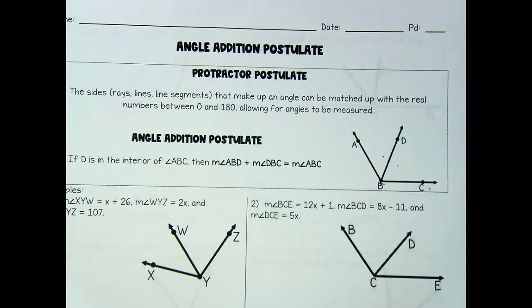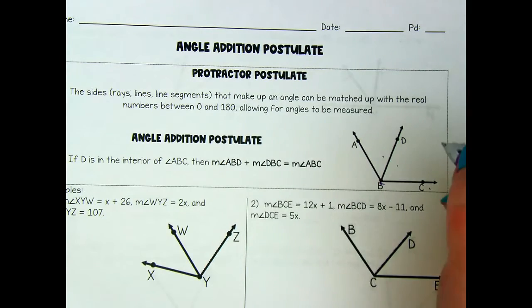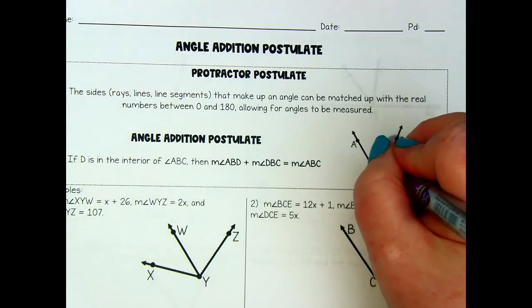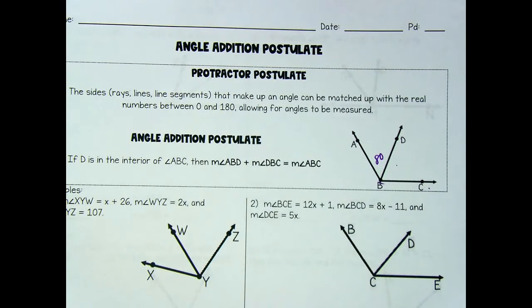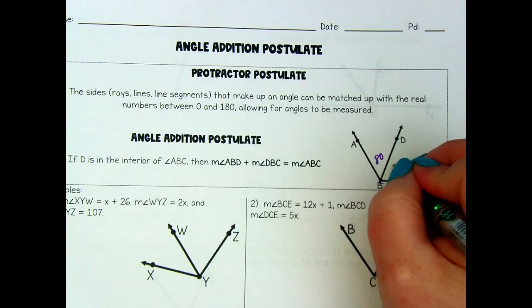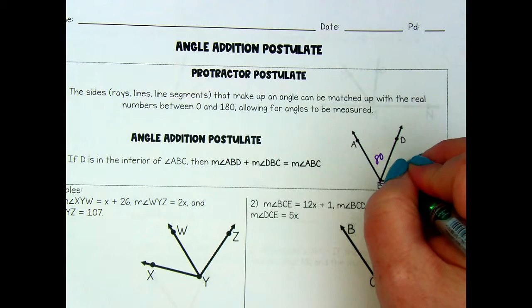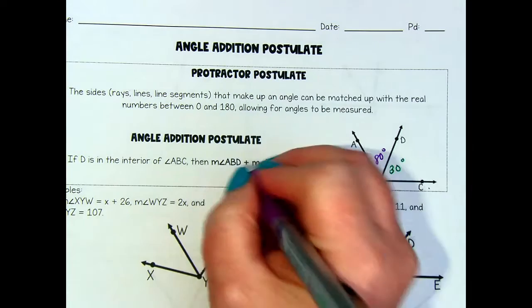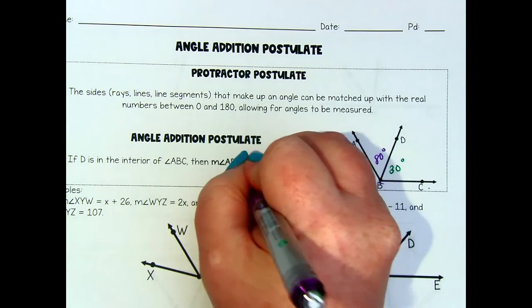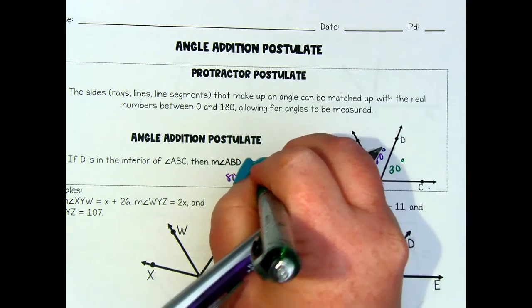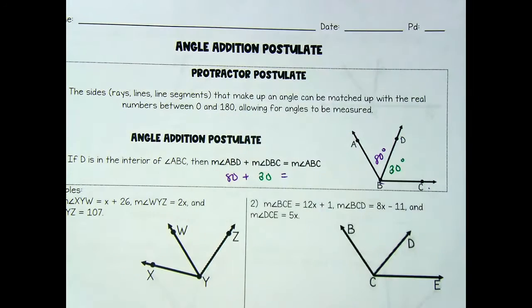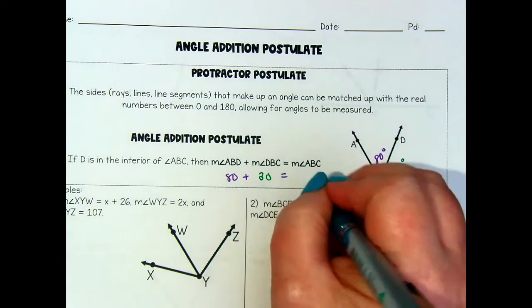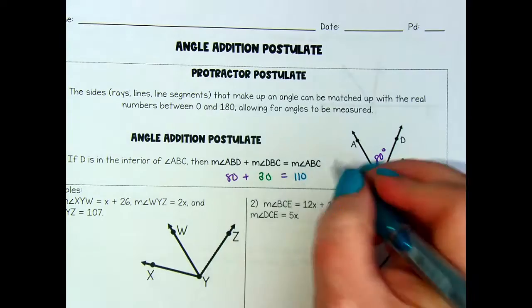So numerically, what this means is if I know that angle ABD is 80 degrees and I know that angle DBC is, let's say, 30 degrees, then I can substitute and I can find that angle ABD is 80 plus 30, and that lets me know that the measure of angle ABC, or the whole, is 110 degrees.